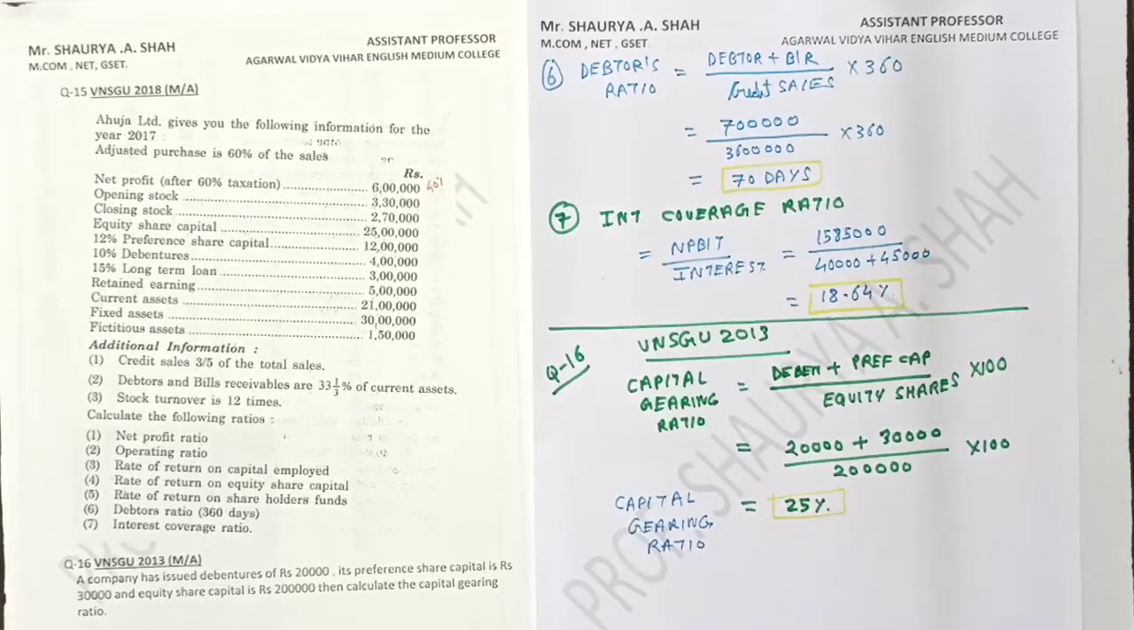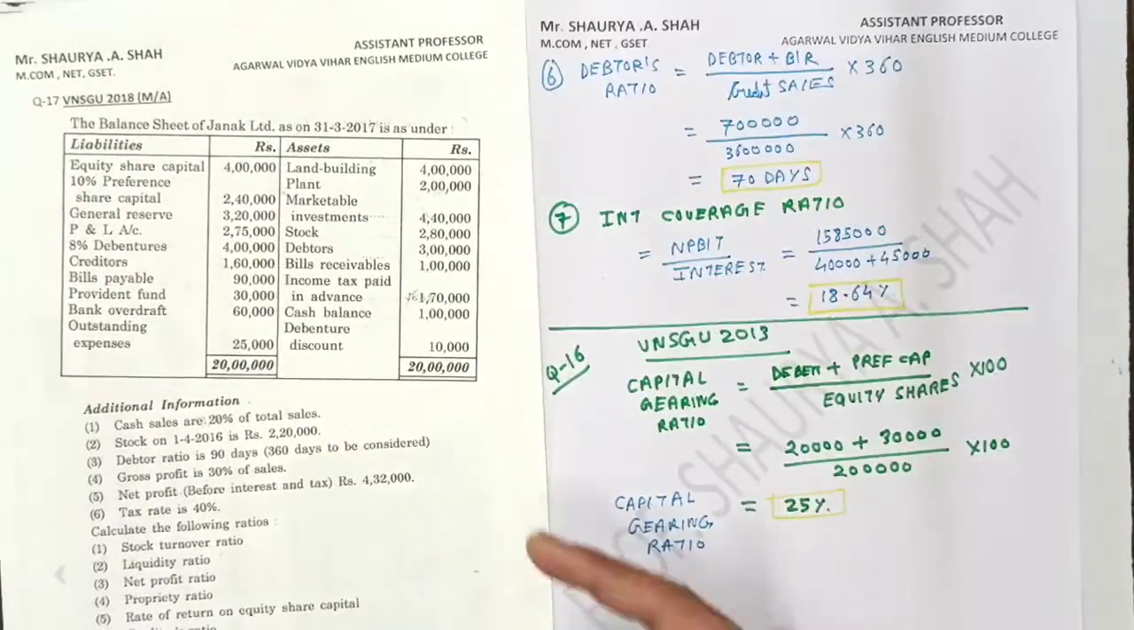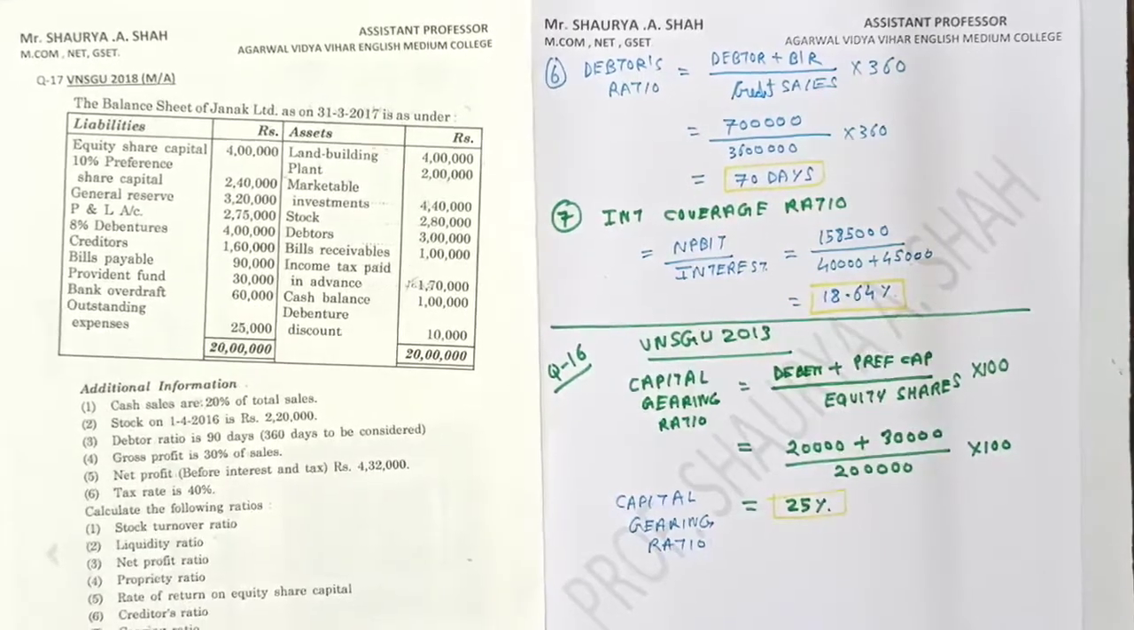So we have completed both the sums of VNSGU 2018 and VNSGU 2013. I have also provided you one more sum, question number 17, related again to your VNSGU 2018, students. You can practice this sum at home, right? A balance sheet is given and formulas are given similar to the sum which we did in this lecture. We will solve it in the next lecture and then you can check your answers, and again I'll be providing you a set of practice sums so that along with the answers you can practice at home also.